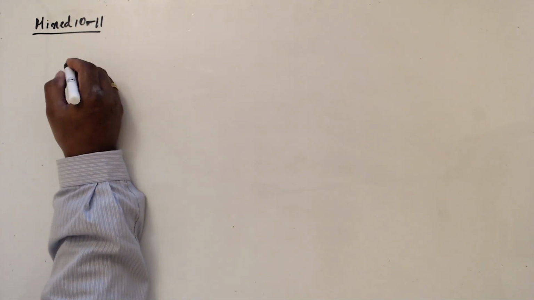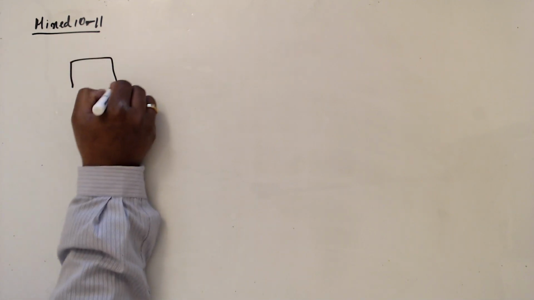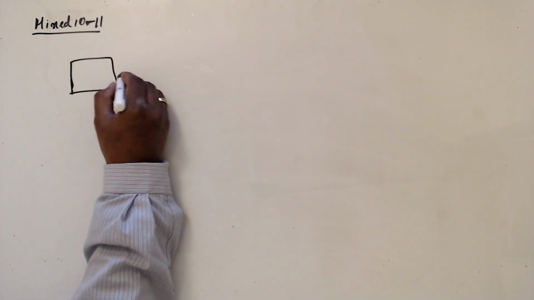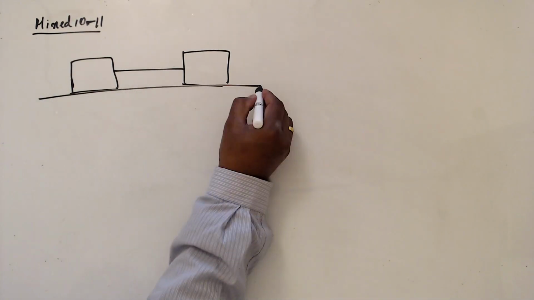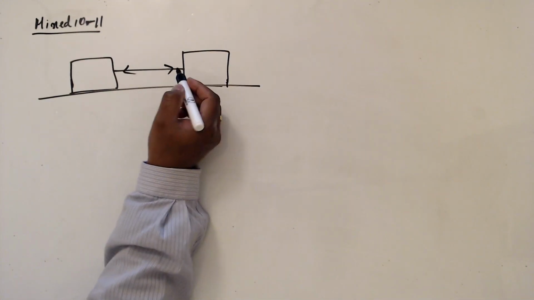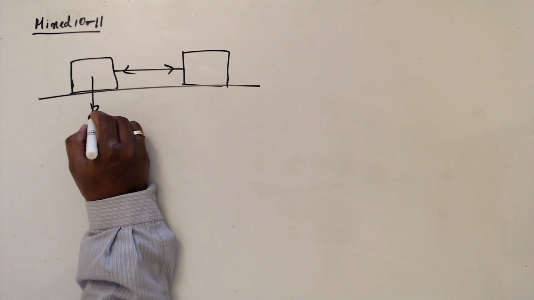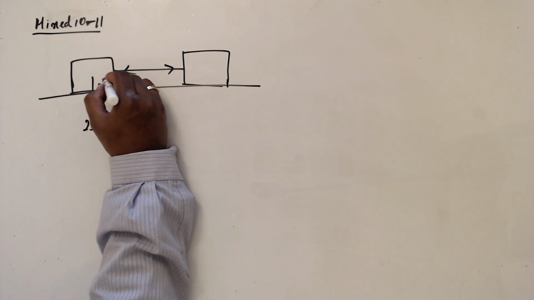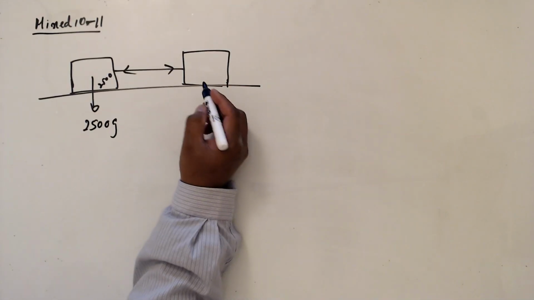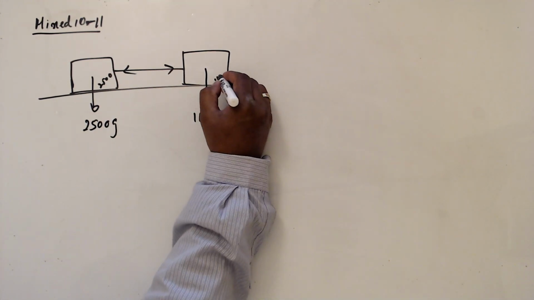Question number 11. Train and a carriage. The train pushes the carriage. We'll take this as the train and this pushes the carriage. The weight of the train is 2500 g, so the mass is 2500, and the carriage weight is 1100 g, so the mass is 1100.